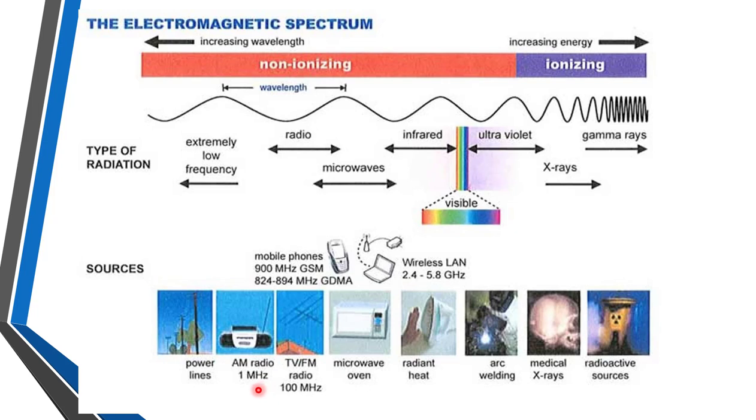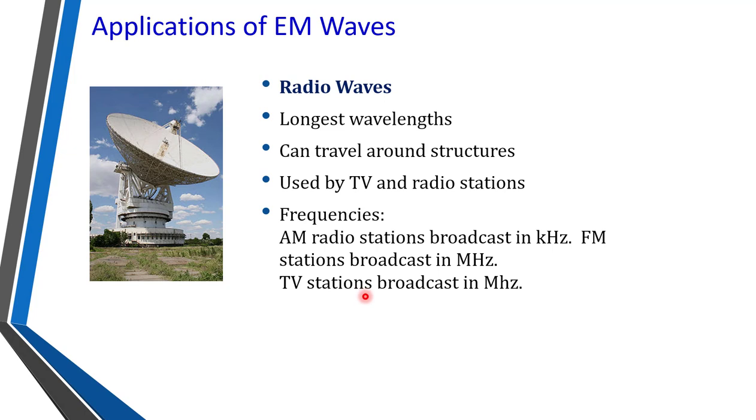Radio waves are used in FM radio stations, power lines, and TV and FM radio stations, up to several megahertz. Microwave ovens use microwaves. Radiant heat and arc welding use infrared and ultraviolet rays. X-rays are used to scan bones and tissues. Radioactive sources use gamma rays, and so on. So let us see the applications in brief.